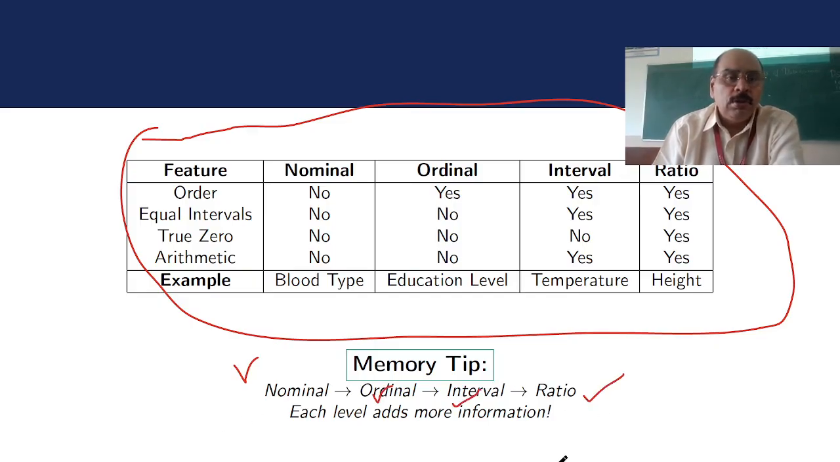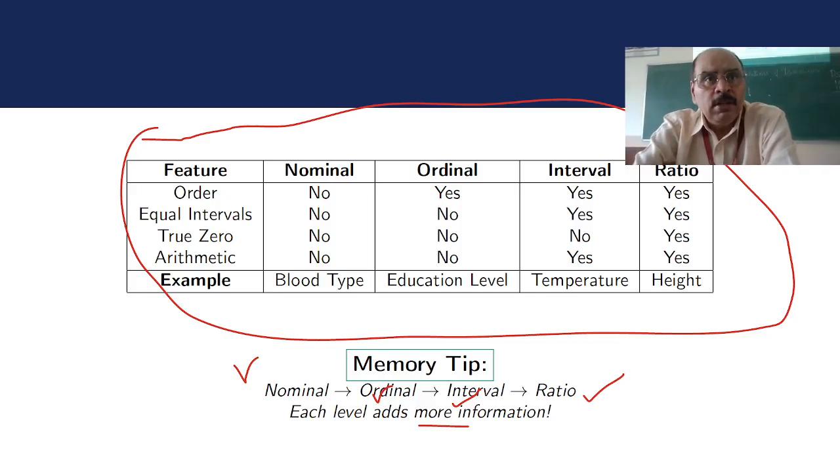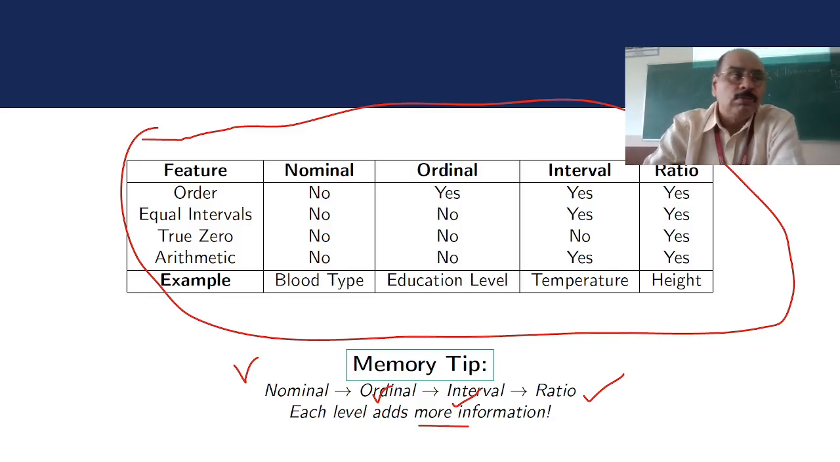As you go on, the information is higher and higher. In ratio, you have the exact values. In interval, you have a range of values. In ordinal, also, you have a range of values. In nominal, you don't have any range of values. This is a very simple chart to make you understand the type of scales and how the scales are being classified.